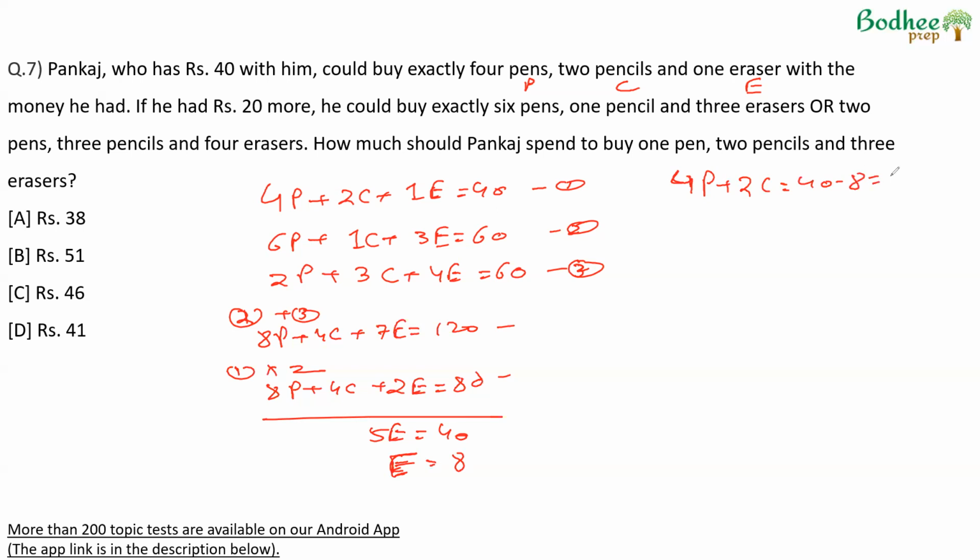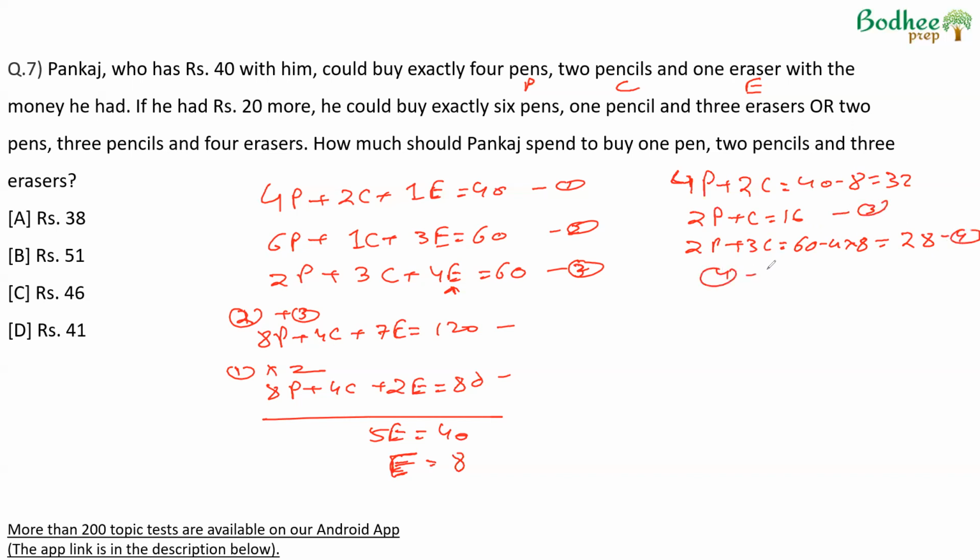which is 32, dividing by 2: 2P plus C is equal to 16. Similarly, putting 8 here, we will get 2P plus 3C is equal to 60 minus 4 into 8, which is 32. So 60 minus 32 will be 28.